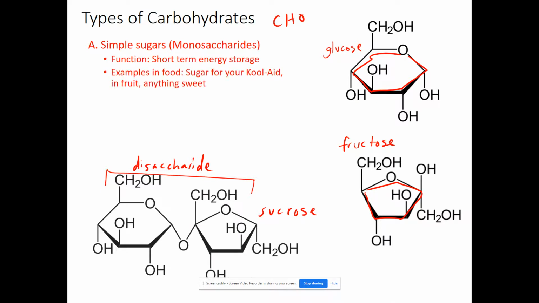Examples in food: sugar for your Kool-Aid, in fruit, anything sweet, like we talked about. And then lastly, our specific examples, like I just wrote, we got glucose, fructose, sucrose. Know a couple examples of the actual names of sugars. All right, get that down. Pause it if you need to.